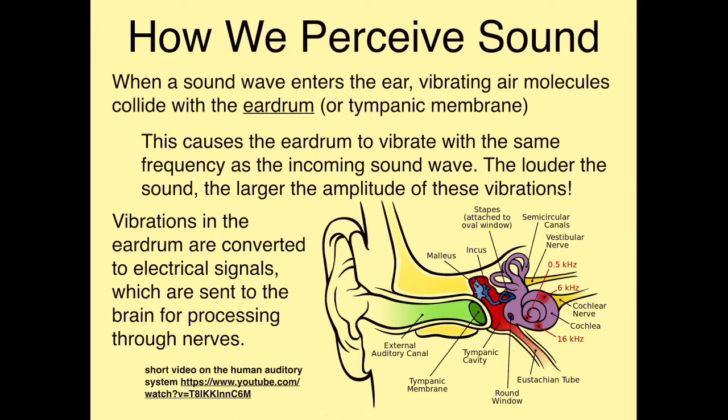Once the eardrum starts vibrating, those vibrations can be converted to electrical signals, which are sent through nerves to your brain, and your brain is where the processing of that information happens.